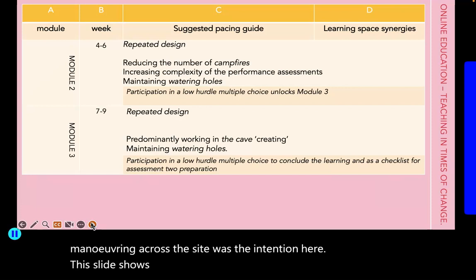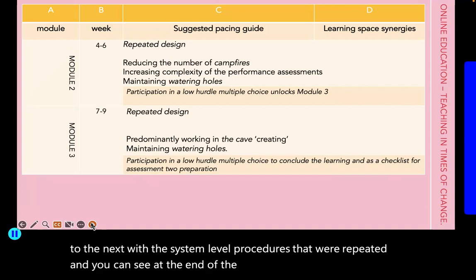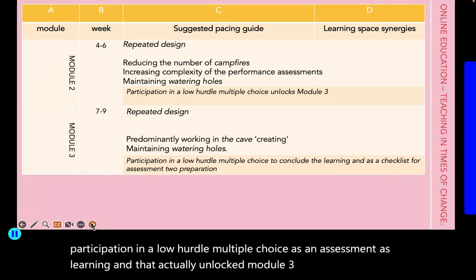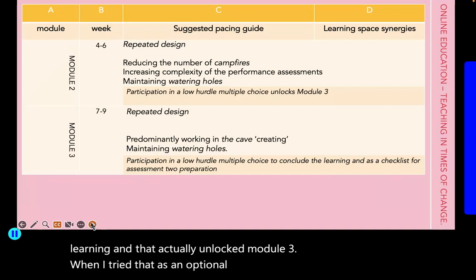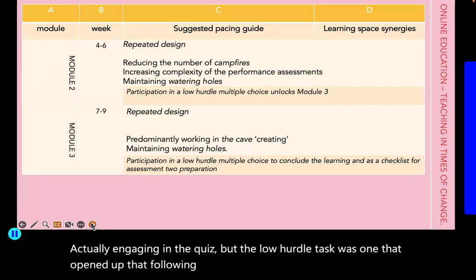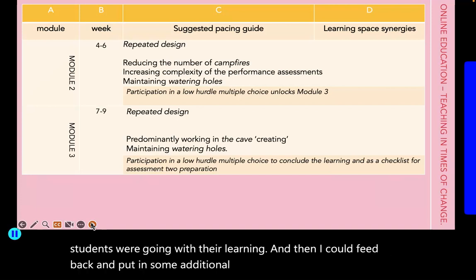This slide shows you how I moved and progressed from one module to the next with the system level procedures that were repeated. And you can see at the end of the second module, there was a participation in a low hurdle multiple choice as an assessment as learning, and that actually unlocked module 3. When I tried that as an optional quiz at the end, we had less than a third of people actually engaging in the quiz, but the low hurdle task was one that opened up that following module and gave me a feed into how students were going with their learning, and then I could feed back and put in some additional work in the second and third module.